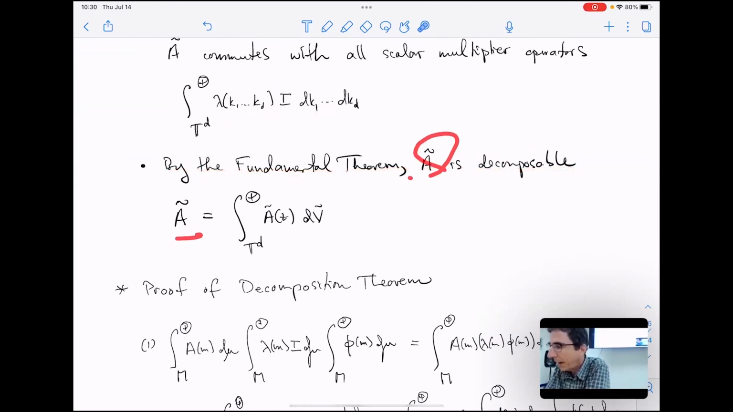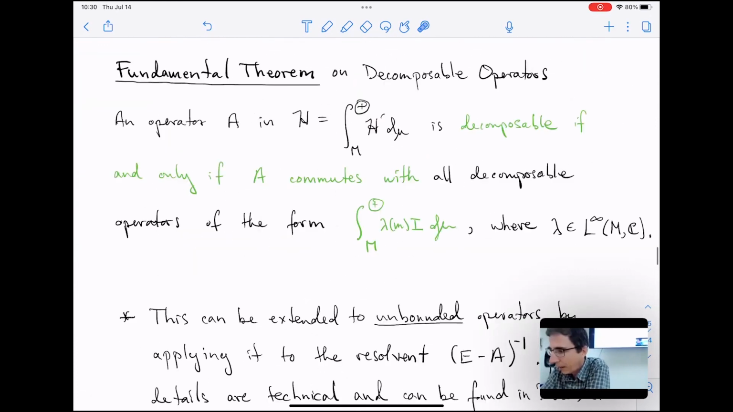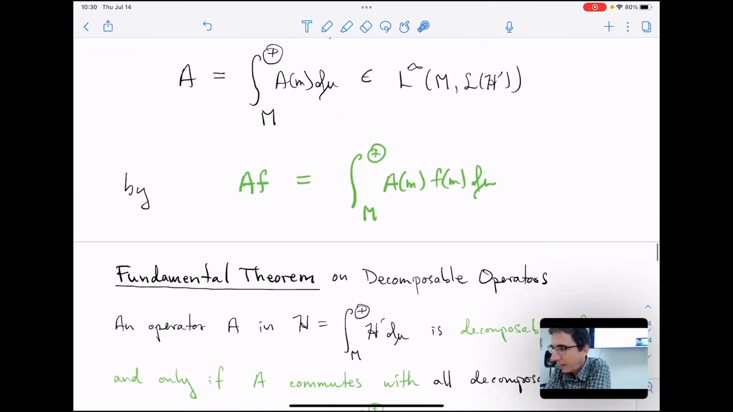Now, A is just the original A in the Fourier transform. It actually can be written as a direct integral of operators. In other words, we have now obtained that our periodic operator can be decomposed onto the eigenspaces of the shift, just because it commutes with all the shifts.